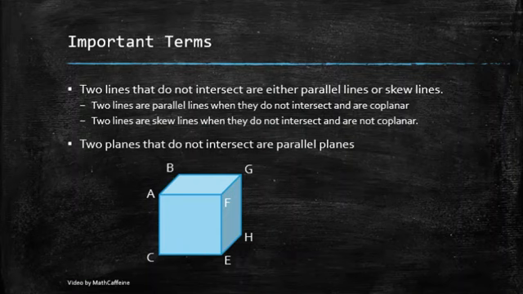Lastly, two planes that don't intersect are parallel planes. An example of parallel planes is plane ACB and plane EFG. They will never intersect even when you extend its lines in all four directions.